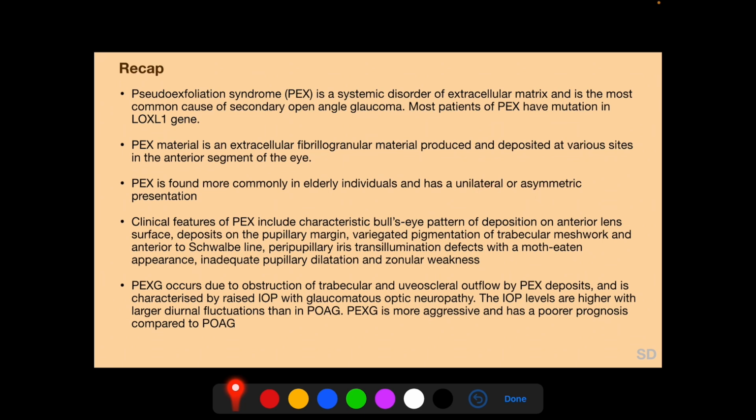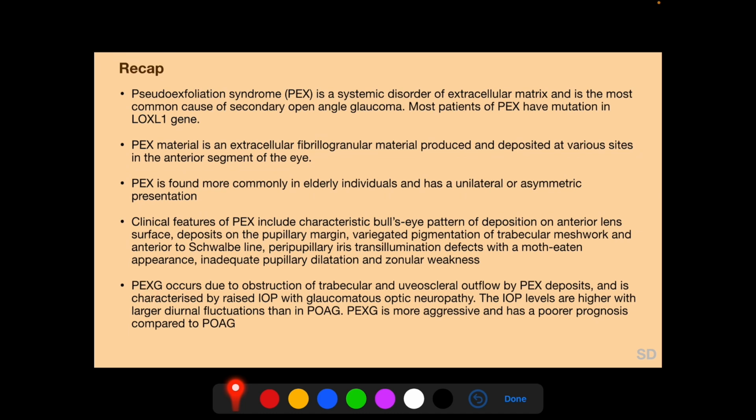Clinical features of pseudoexfoliation include a characteristic bullseye pattern of deposition of the material on the anterior lens surface, deposition of the material on the pupillary margin, variegated pigmentation of the trabecular meshwork as well as pigmentation anterior to the Schwalbe's line, peripupillary iris transillumination defects with a moth-eaten appearance, inadequate pupillary dilatation and zonular weakness.